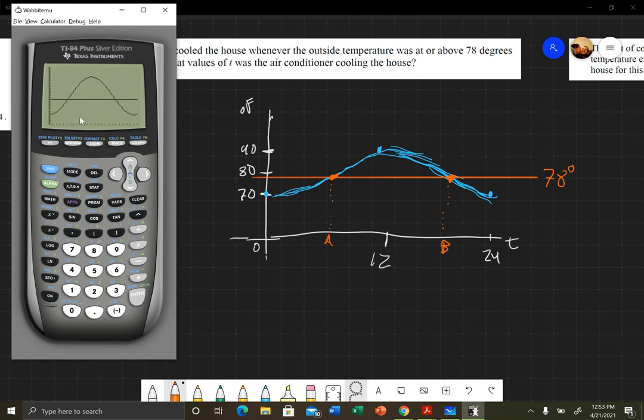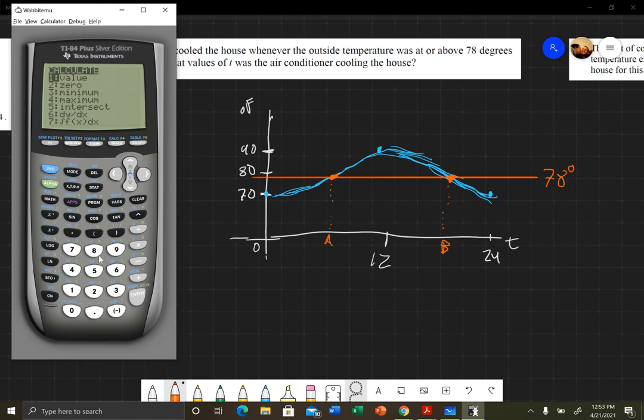Now I want to know that point right here and that point right here. I want to know what my A and B values are. This is where that time kicks in and it starts cooling the house. And so we can do this pretty easily, right? We can have the calculator calculate this out.